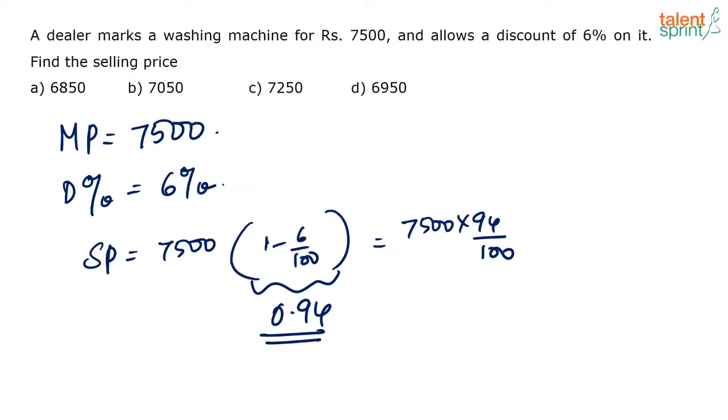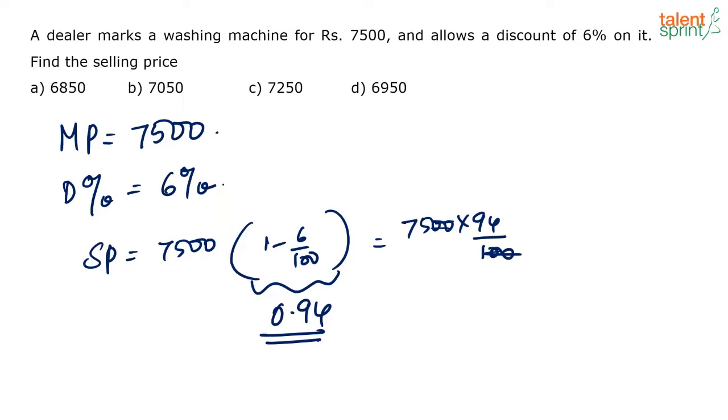Now again, the most important thing when it comes to such questions is calculations. How fast you are able to calculate. Again, if you are solving it this way, what you have to do is 75 into 94. Nothing wrong in doing it, you can do it. But if you approach the question a little differently, I think calculations will become easier.